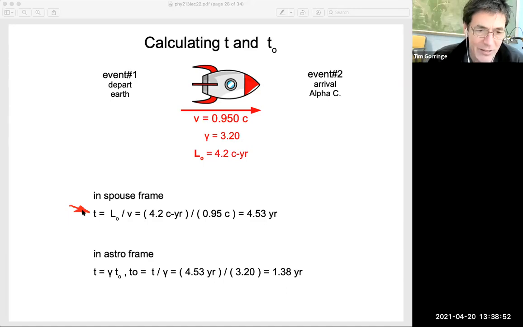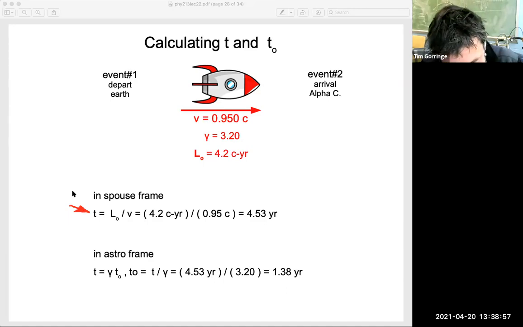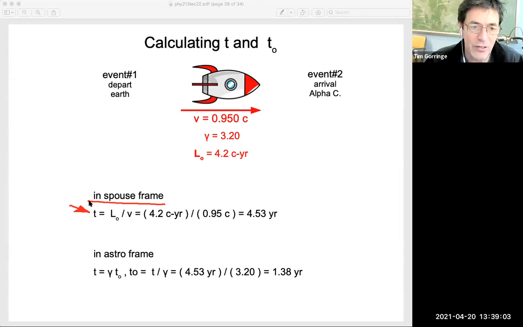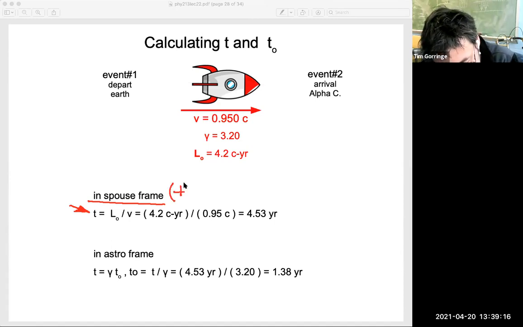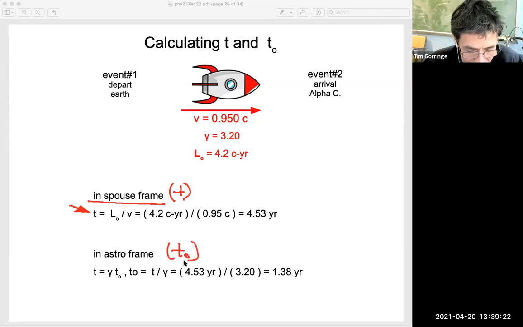The dilated time is the one that the spouse sees, as I explained on the last slide. The proper time is the one that the astronaut sees. So this is the dilated time that we're going to calculate here, and this is the proper time for the astronaut that we're going to calculate down here.